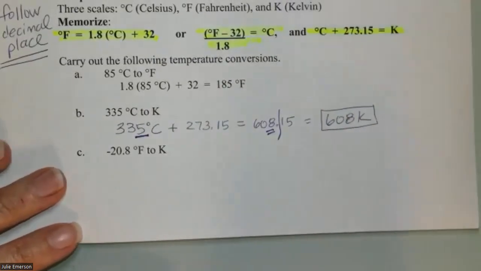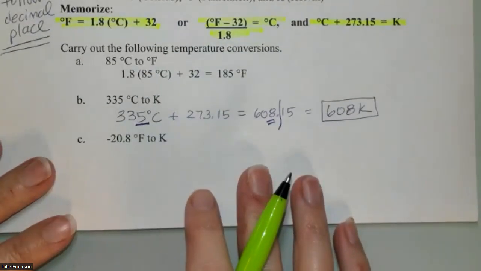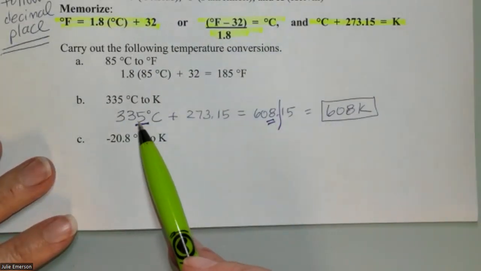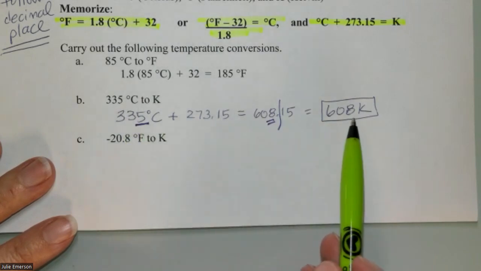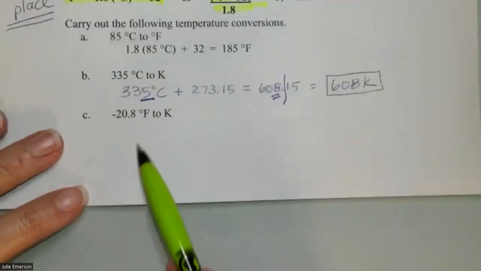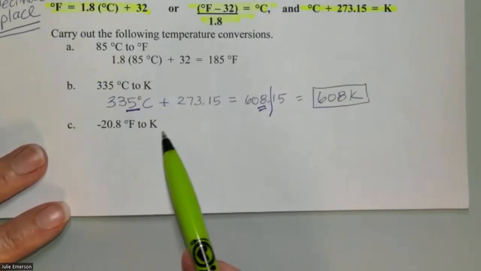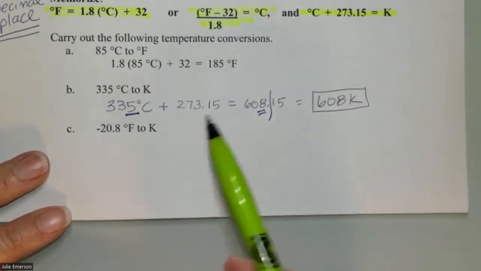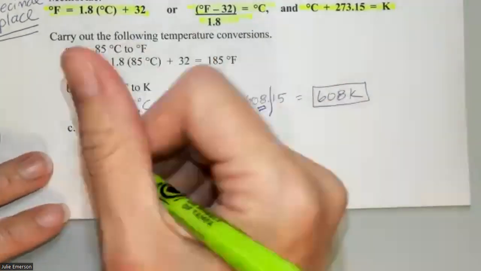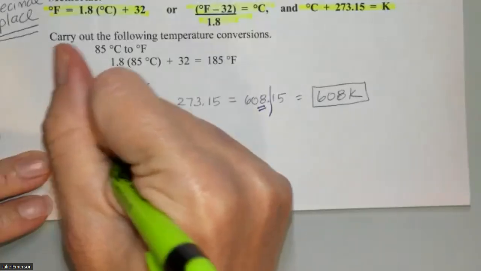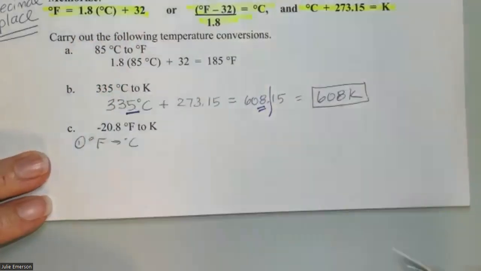All right, so it looks like we followed the sig fig rule, but we really didn't. We followed the decimal place rule. Original temperature went to the ones place, final temperature went to the ones place. The next one is we've got Fahrenheit and we want to go to Kelvin. And for that one, we got to do two different formulas. So step one is we're going to take Fahrenheit and convert it to Celsius.